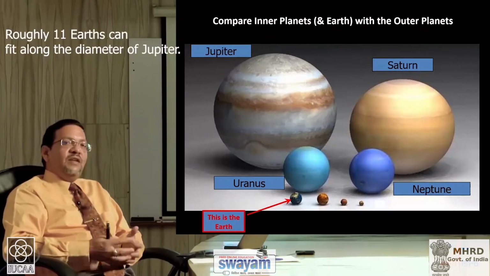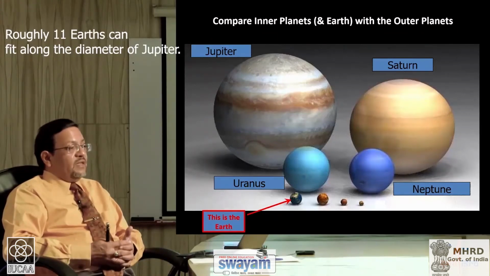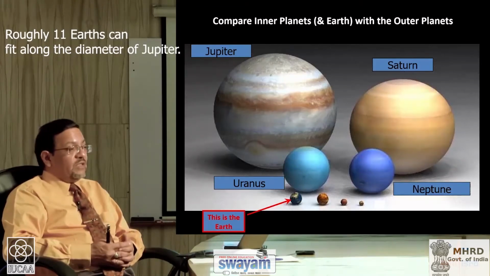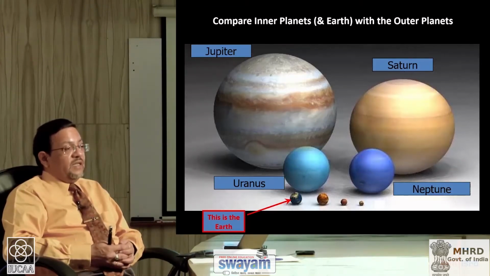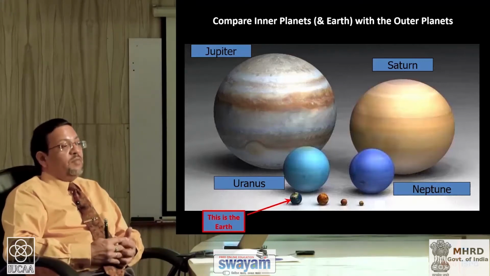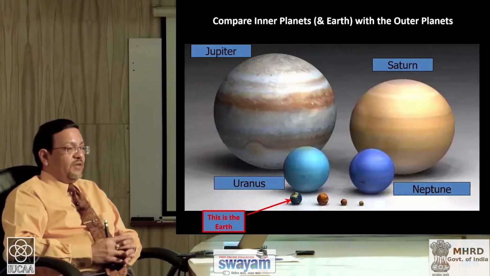Roughly you can say 10 Earths can fit into the size of Jupiter. And so, Jupiter is the biggest planet in our solar system, second is Saturn, and then you have Uranus and Neptune. So, this outer part of the solar system, which consists of these 4 big planets, are also called giant planets, because they are much bigger in size compared to the 4 terrestrial planets which I just mentioned.